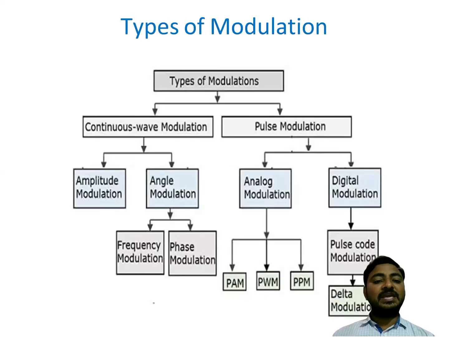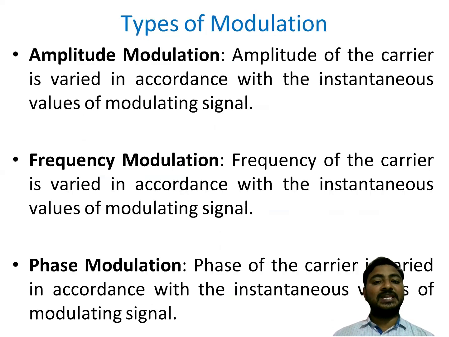First, I am discussing the continuous wave modulation. In continuous wave modulation, the first type is amplitude modulation. Amplitude modulation means the amplitude of the carrier signal is varied in accordance with the instantaneous voltages of the message signal or modulating signal. Next one is frequency modulation. The frequency of the carrier signal is varied in accordance with the instantaneous voltages of the message signal. Next modulation is phase modulation. Phase modulation means the phase of the carrier signal is varied in accordance with the instantaneous voltages of the message signal.